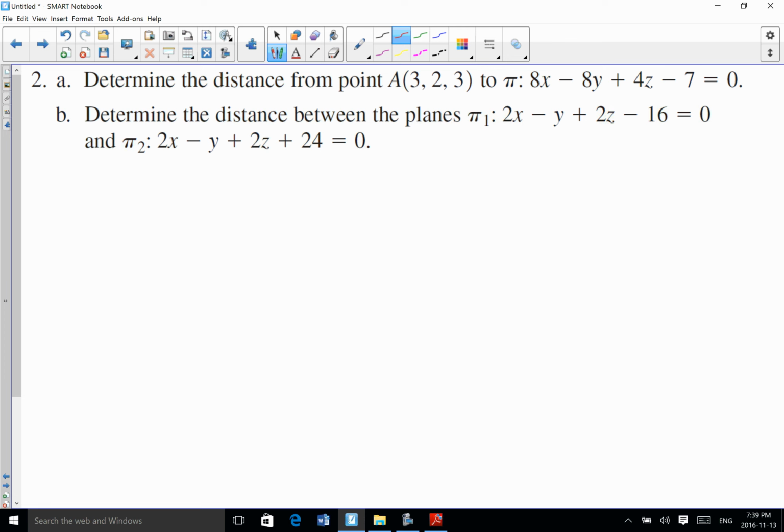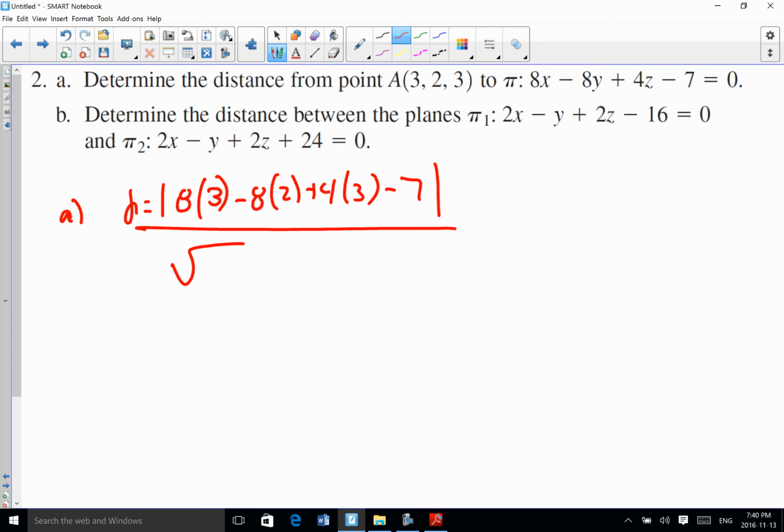Number 2, we're asked to determine the distance between a point and a plane. The nice thing about that is it's in Cartesian form, which is kind of what we need for finding out distances. So we know our distance is the absolute value of the coefficients times the coordinate values. So the x coefficient is 8, the x value is 3. Y is -8 times 2. 4 for the z times 3 minus 7.